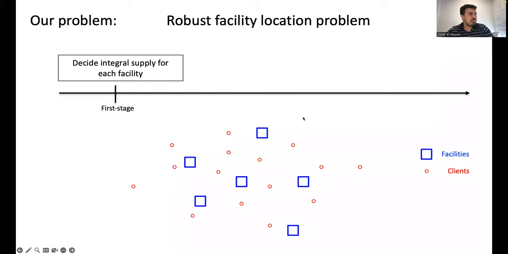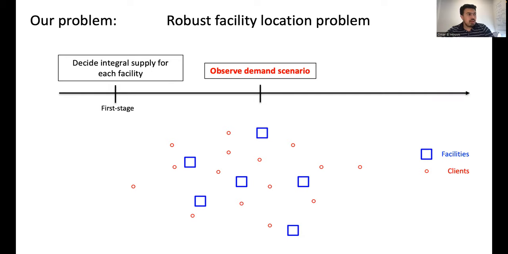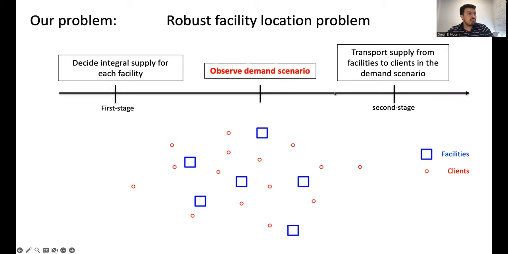Okay. And then I observe the demand scenario. And we can assume that the demand scenario is coming from an uncertainty set. And then in the second stage, I will need to satisfy this demand scenario, which means I need to transport the supply from facilities to clients in that demand scenario. And then I pay a cost for that. This second stage cost is a transportation cost. The first stage cost is the cost of having supply in each facility, and we have to pay a unit cost for each unit of supply.